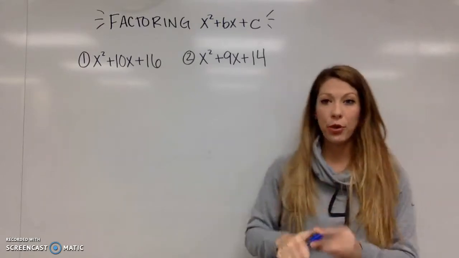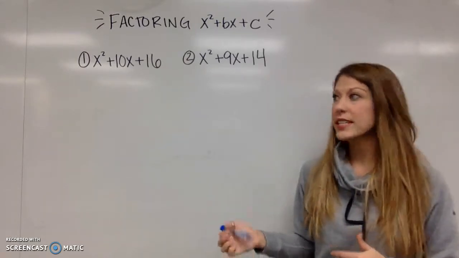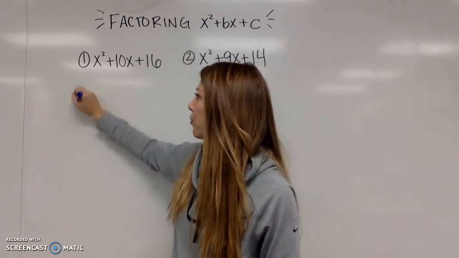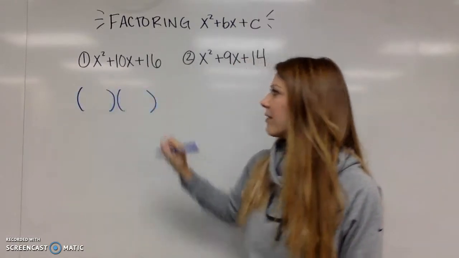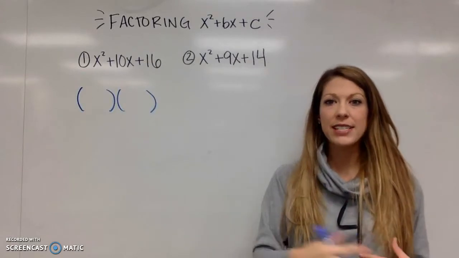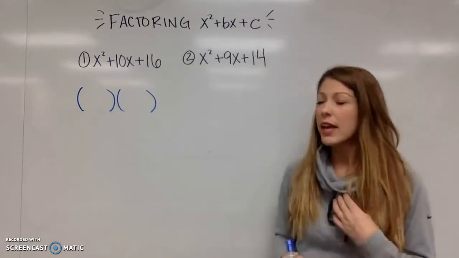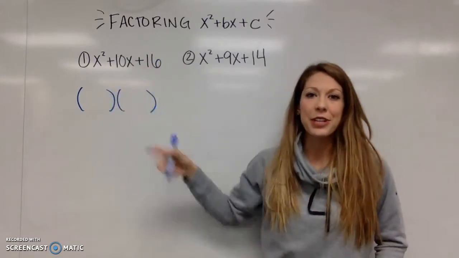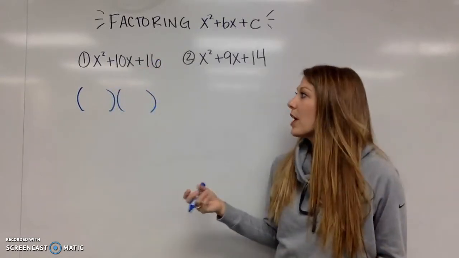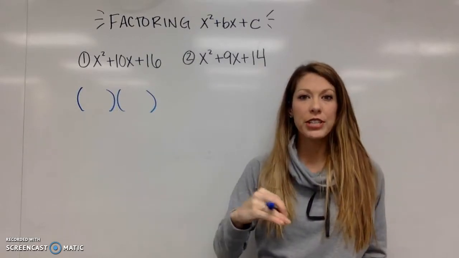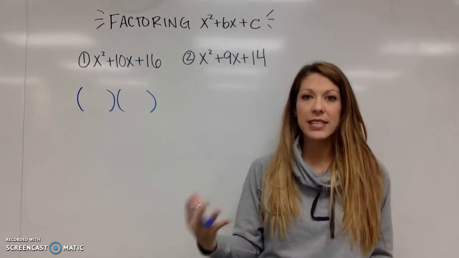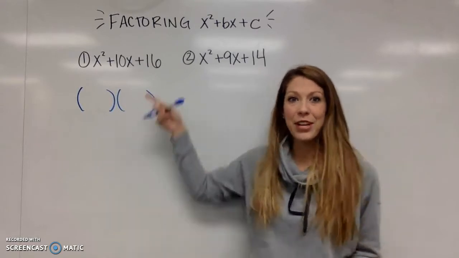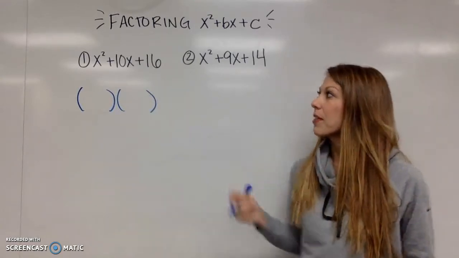So you know how to FOIL now, and what we're going to be doing today is basically backwards FOILing. Just like factoring out a greatest common factor is like backwards distributive property, factoring a trinomial into 2 binomials is going to be backwards FOIL. And so if you ever want to check your answer, all you'll need to do is FOIL it back out and see what you get and make sure that it matches what we started with.